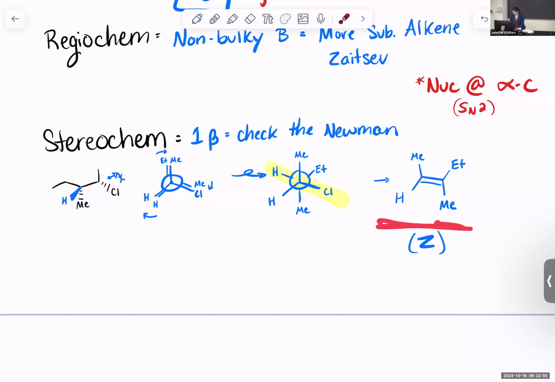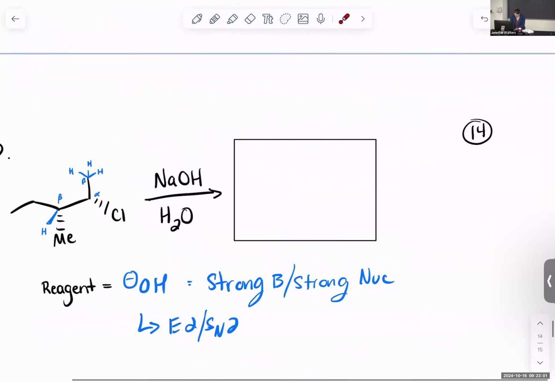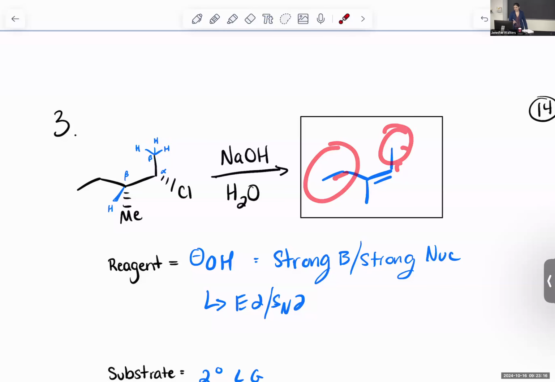So that's how I know that that's going to be that stereochemistry, and that actually is my product. So if I wanted to draw it out up here, it actually is still that same arrangement of the atoms, where the ethyl and the methyl are on the same side as a line diagram.